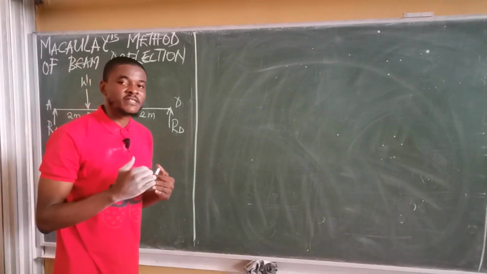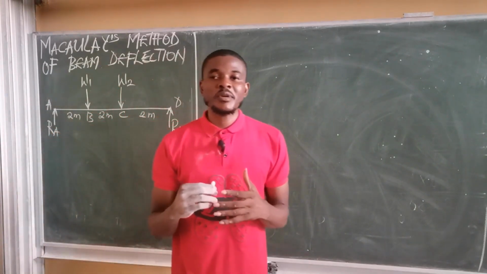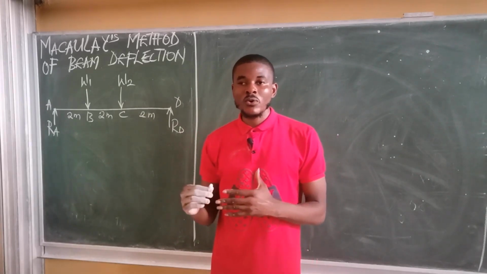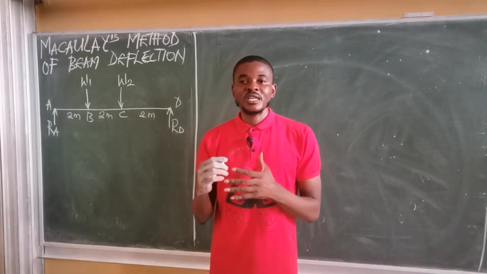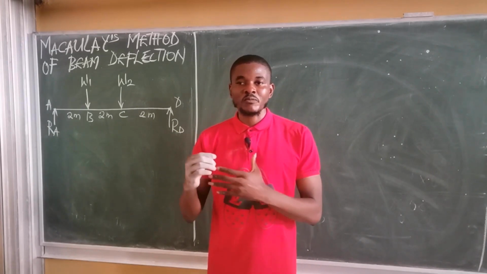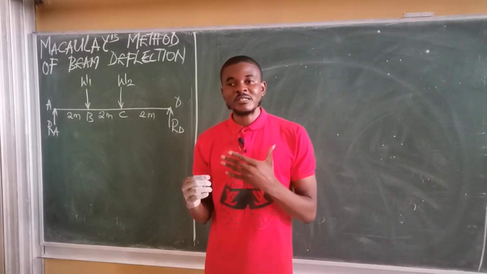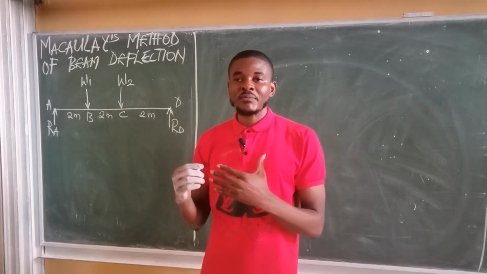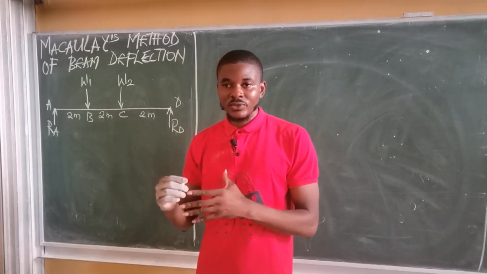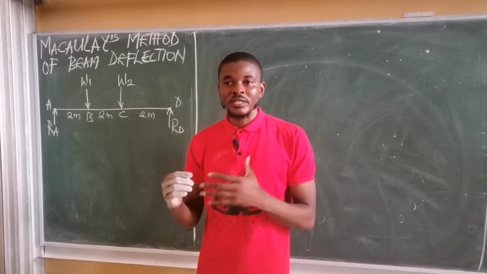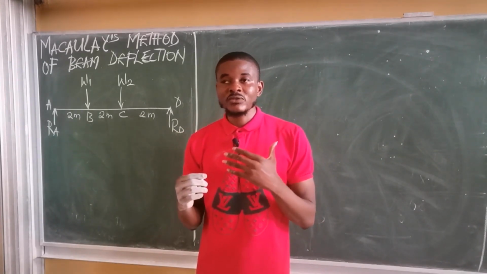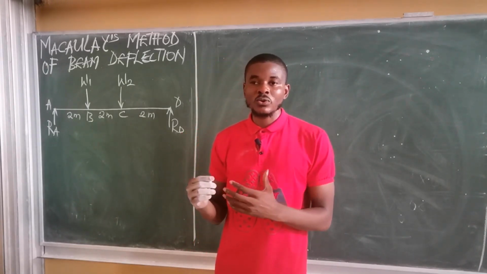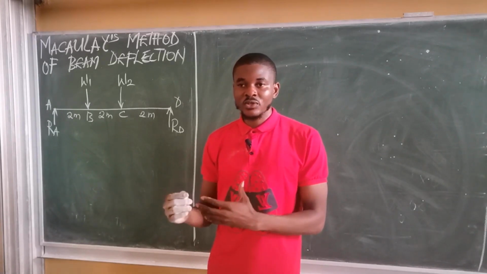First of all, what is beam deflection? Whenever a beam is loaded, deflection is possible. It must always occur. Deflection simply means the change in dimension of a given beam due to the load that is being applied on the beam. So whenever a load is applied to a beam, there is going to be an alteration in the dimension of the beam. That alteration gives rise to what is called deflection.